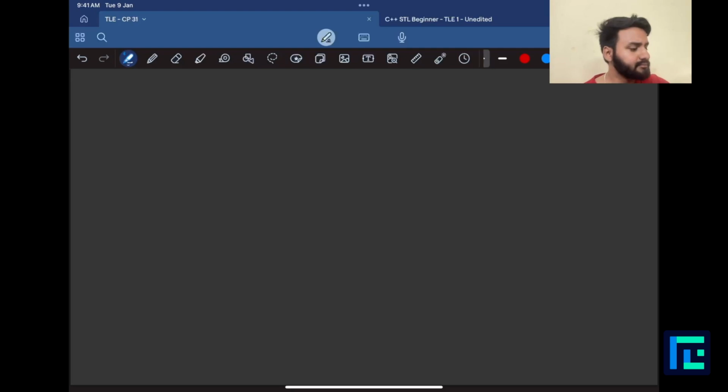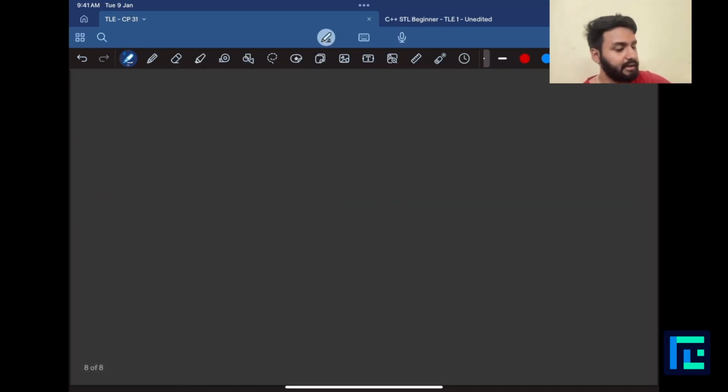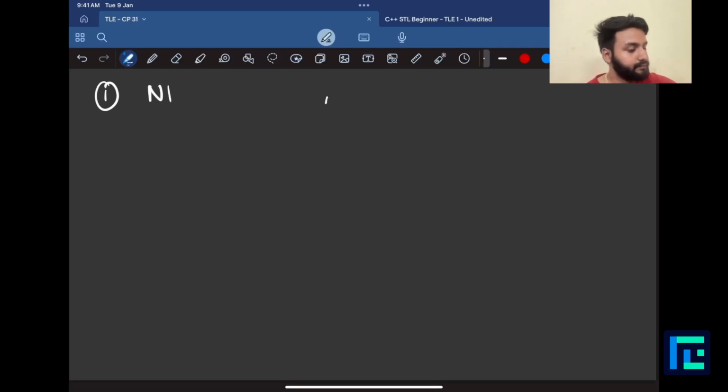Let's see. So over here, the idea is clear. I am only now talking about cases where I have less than or equal to 2 distinct integers. So I'll take an example. We have the first case where I had a number n1 and a number n2. I'm taking the case where I have two distinct integers in the array. Now, what do I essentially want to do?